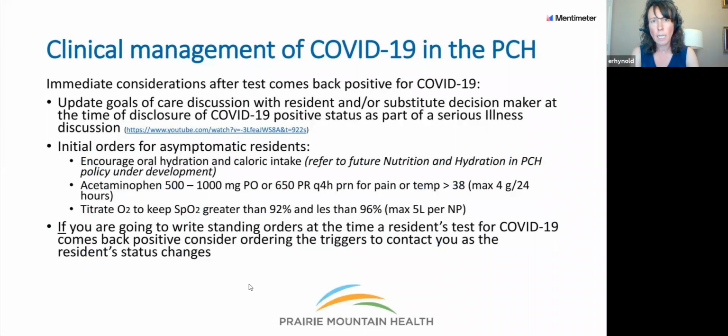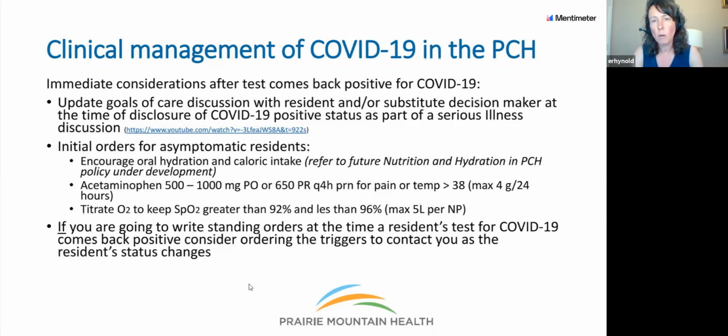So we're going to focus on the clinical management of COVID-19 today. And before we shift our focus to comfort and palliative care, we're just going to talk about some of those immediate considerations and people who want some trial of active management. So right after the COVID test comes back positive, it is important to update, with the disclosure of the positive status to the resident, if appropriate, and their substitute decision maker. It is a time to have the serious illness conversation, or at least one of the serious illness conversations, about the COVID positive status, and update those goals of care based on what at that moment can be offered and the presentation.